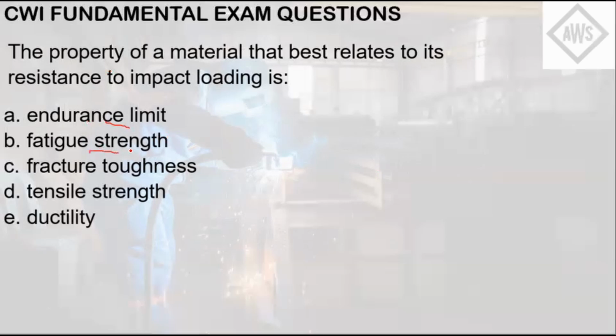Tensile strength is the capacity of the material before breaking, as indicated in the stress strain curve. Ductility is the ability of the material to be deformed or elongate before breaking. So the property here that best relates to the resistance to impact is toughness, fracture toughness. Fracture toughness determines the material's resistance to impact, most commonly with high tensile strength materials and for those materials that are exposed to cold temperature. So the answer here is letter C.